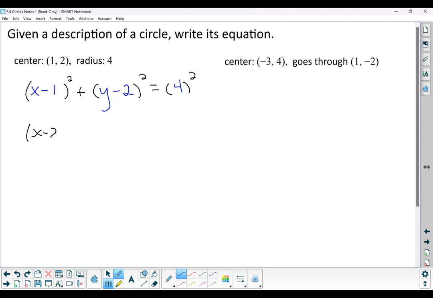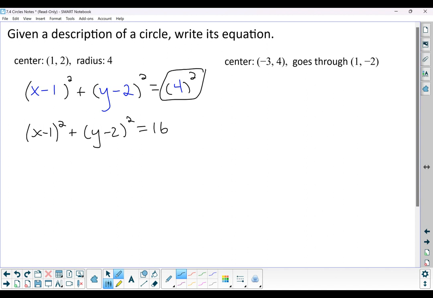It's customary to not, whoa, my 1 just changed into a 2. It's customary to not write it with a power over here. We do want to actually square that. So it's x minus 1 squared plus y minus 2 squared is equal to 16.